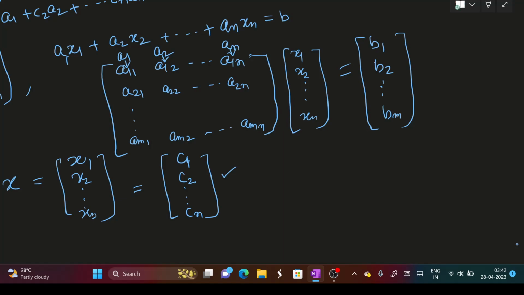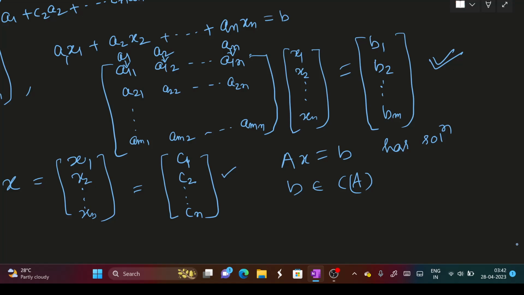Similarly, next what we can prove? If Ax is equal to B has a solution, that means I have x1, x2, x3 satisfying this equation. That means column 1 into x1 plus column 2 into x2 and so on up to column n into xn is equal to B vector. That means B is a linear combination of columns of A. That means B belongs to C of A. So if B belongs to C of A, it has a solution. If it has a solution, then B belongs to C of A.